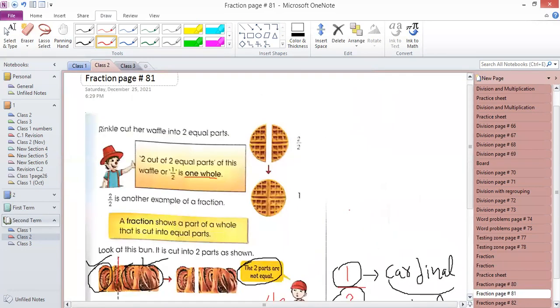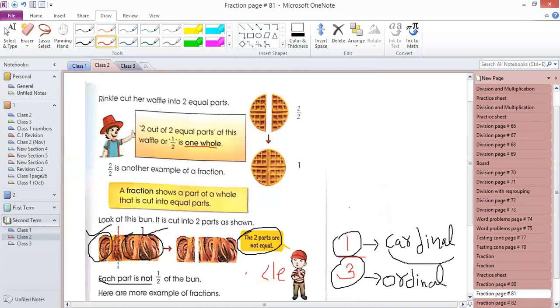On page number 81, we learned that if we talk about two parts out of two parts, we are talking about a whole. Two parts out of two parts is equal to 1. So if we have the same number in the numerator and the same number in the denominator, it will be equal to 1.